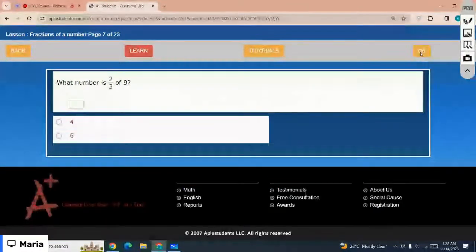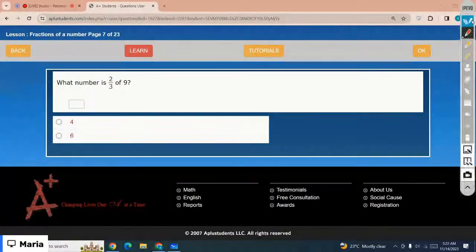Very good. Okay, the next one is what is 2/3 of 9? Okay, so let me just calculate 2/3 of 9, right? 9 times 1 is 9. So you have to do numerator times numerator. 9 times 2 is 18 and 3 times 1 is 3, right? Now you have to divide 18 by 3. 3 times what number is 18?